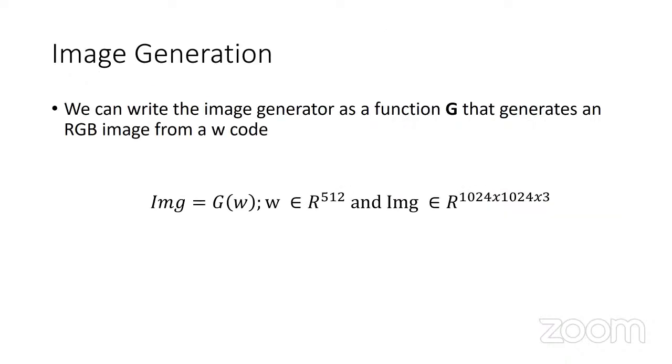All right, so image generation itself is then often just written as a function G that takes an input W code and generates a 1024 squared RGB image. So you see, image equals generation of W.